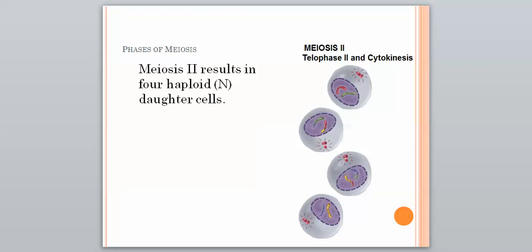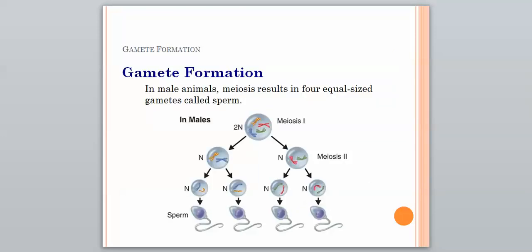And so now we're going to finish this one up by looking at gamete formation, so exactly how our sex cells are formed. So in male animals, meiosis results in 4 equal-sized gametes called sperm. So you can see we have the breakdown here. Again, meiosis 1 starts with a 2n cell, and after meiosis 1, we have 2 haploid cells, and then after meiosis 2, we have 4 haploid cells, and in males, all 4 of those turn into sperm.